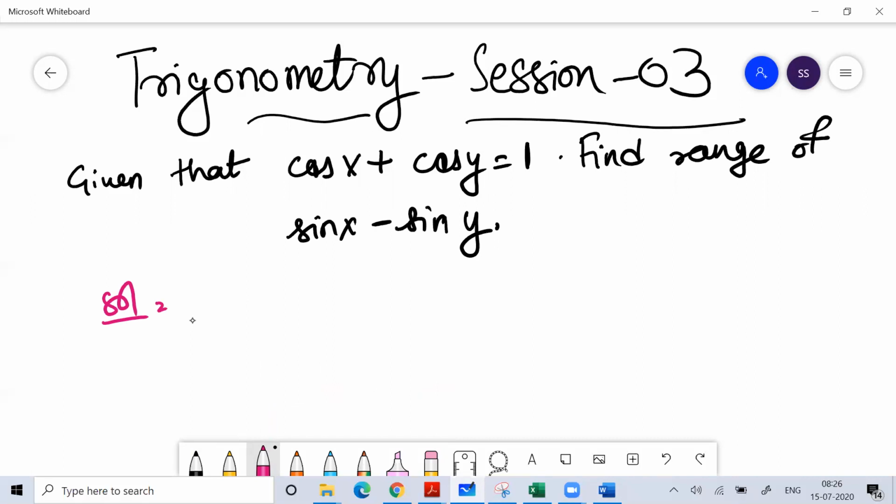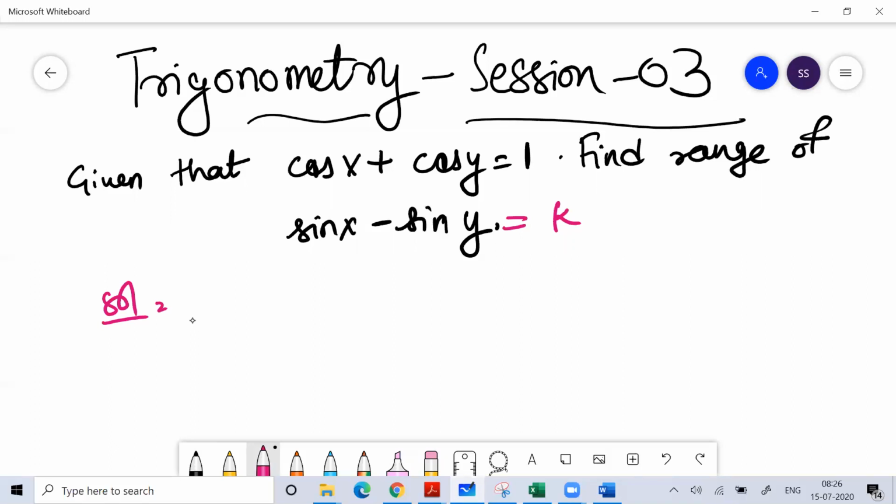So suppose the range of sin x plus cos y, don't write x, write equal to k. Let the range of sin x plus cos y be equal to k. Minimum value and maximum value you have to find. Okay, so minimum range means what? Minimum and maximum. So suppose this is equal to k.